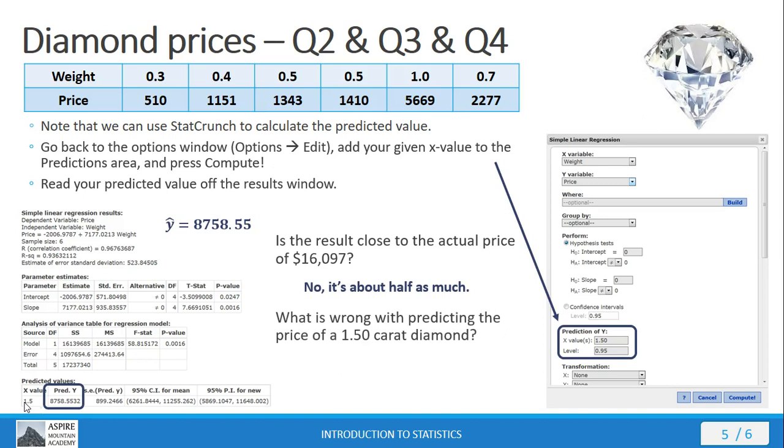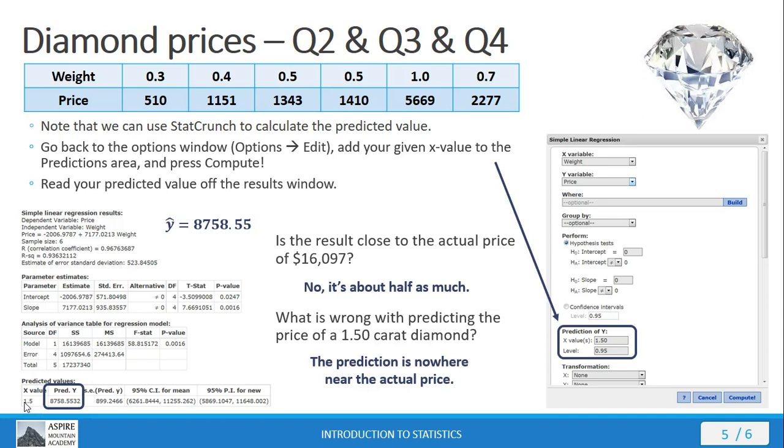What's wrong with predicting a price of a 1.5 carat diamond? Remember, this predicted value that we had for y comes from using 1.5 for our x value, for our predictor variable. So, what's wrong with it? Well, obviously, it's nowhere near the actual price. What good is a prediction if you don't get at least reasonably close to the actual value? Not a very good prediction. So it's not a very good model.